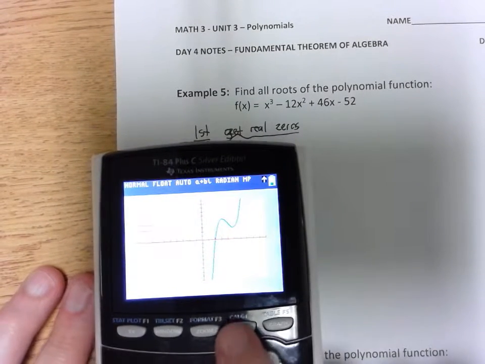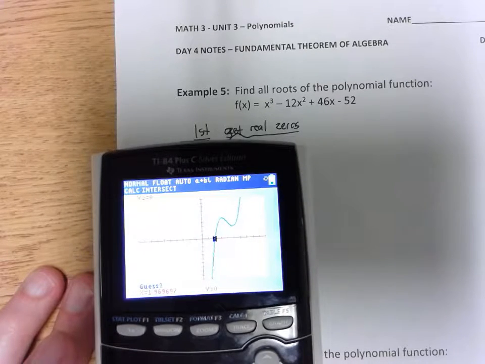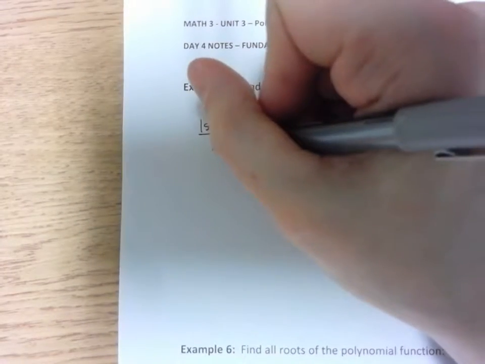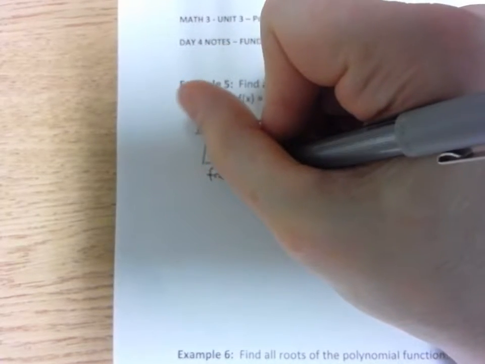All right, second trace 5. Scroll to the right. Oops. And then 3 enters, enter, enter, enter, 2. So my real zero, and that's from the graph. Now we got 1 out of our 3 zeros. That's the third power again.